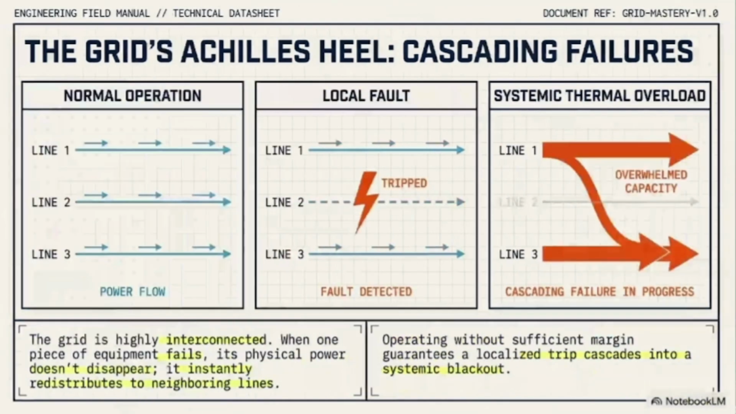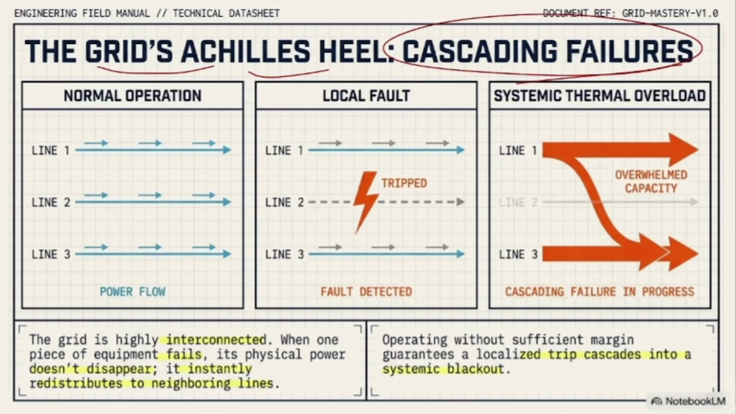Another thing that we have to know is the grid's Achilles heel. It means cascading failures. What does that mean? If you remember, in the previous chapter I was talking about contingencies. So what was the contingency? It means that our system is not going to work on normal operation all the time. In normal operation, you have line 1, line 2, line 3, everything is normal, everything is feasible. But imagine that you have a fault and one of those lines is tripped.